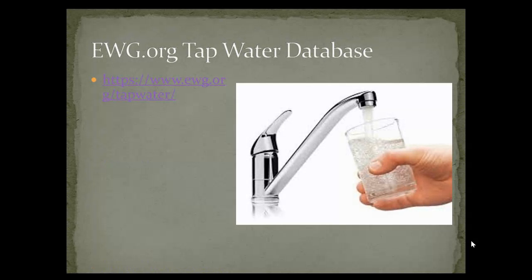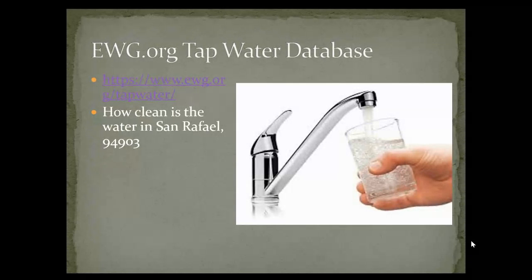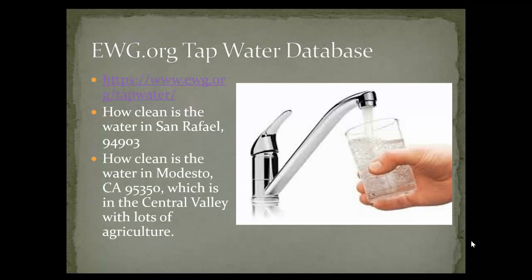So here's the website. It's also in your notes. And what I want you to do is take a look at our tap water in San Rafael, 94903 or 94901. And also, I want you to go to Modesto, and there's one of Modesto's zip codes. That's in the Central Valley where we have a lot of agriculture. And I'd like you to look at the results, write it down on the right-hand side. How does the water compare in these two areas? So in Marin, we don't have a lot of agriculture, but in the Central Valley, they do.